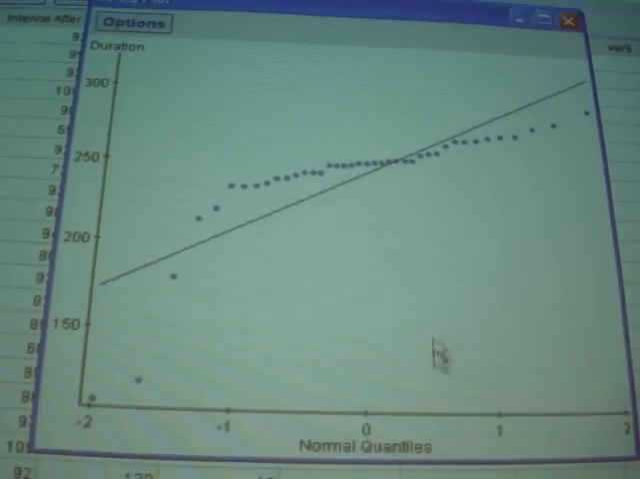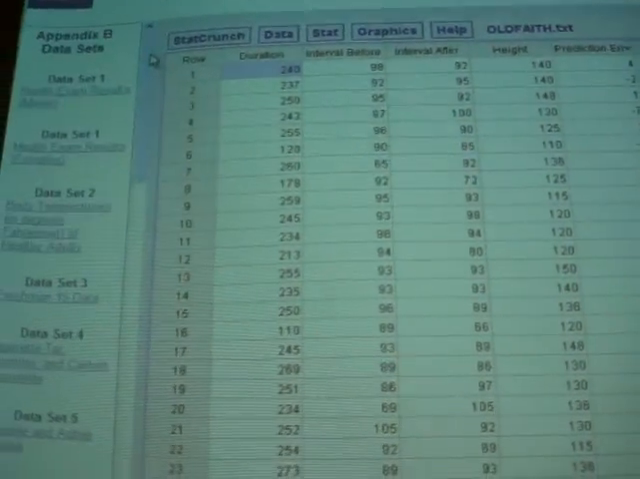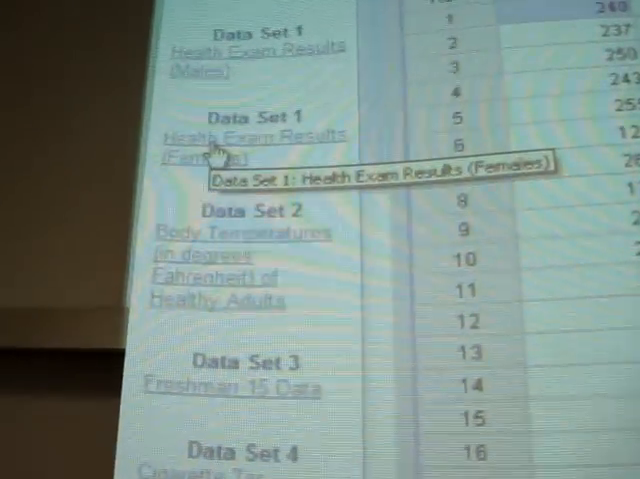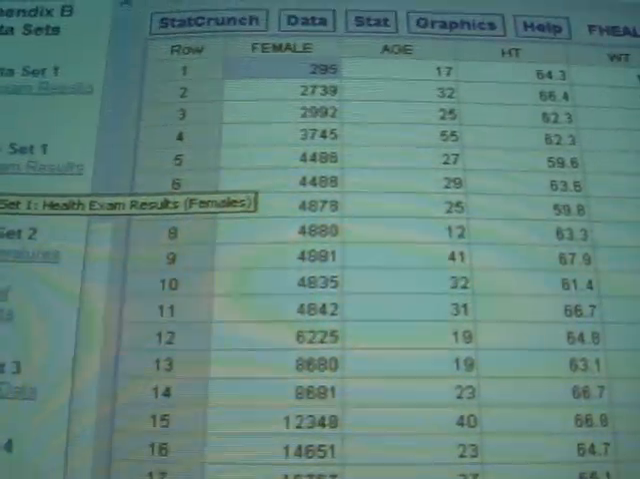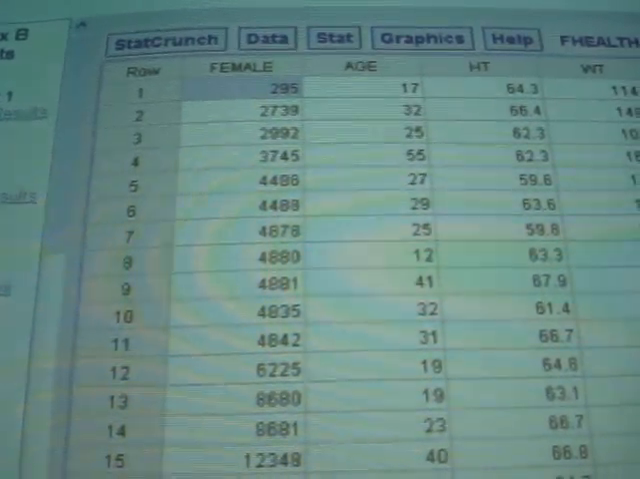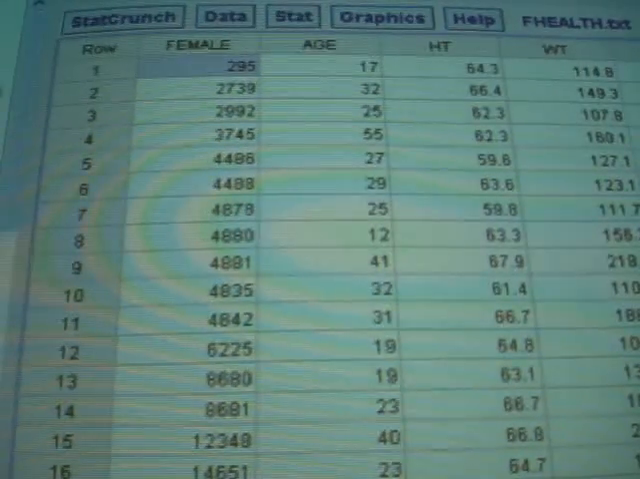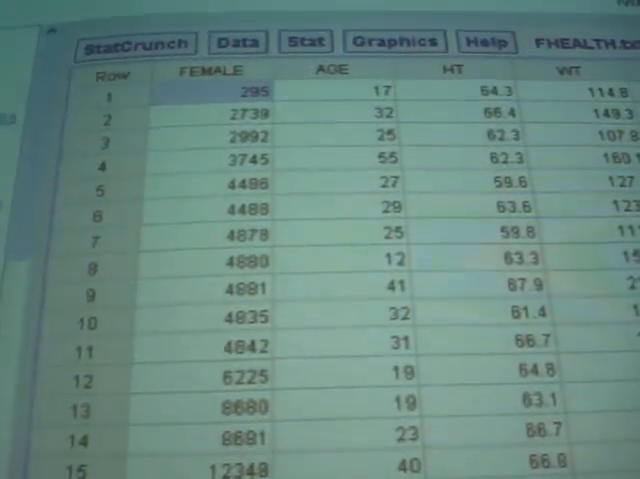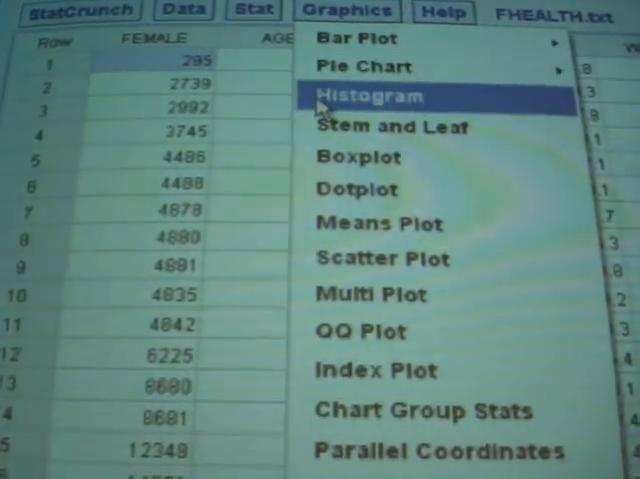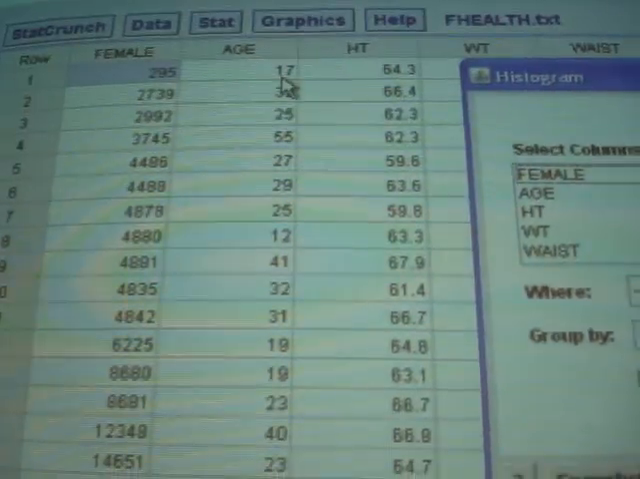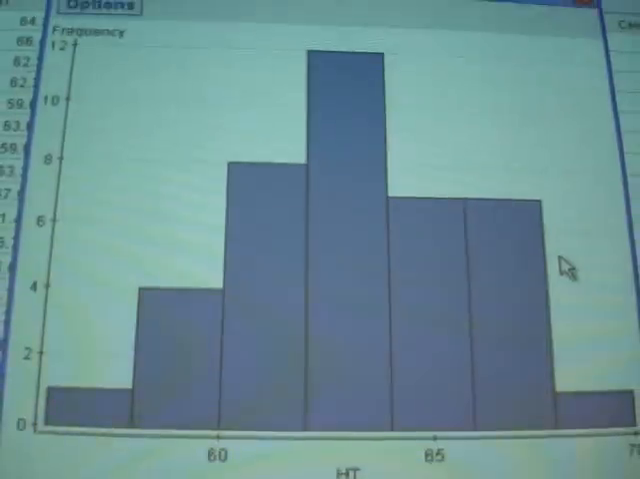So let's take a look at another data set. This is the one mentioned in number 6 on the following page. We're using data set 1, health exam results for females. And so we've got all sorts of cholesterol and pulse and waist and weight and height and all sorts of things. Problem 6 asks us to look at heights. So what we're going to do is try to determine if heights are normal, or if it's reasonable to think that they're normal. So we'll do a histogram of height. Make sure you select the correct variable. Create it, and it looks like this.